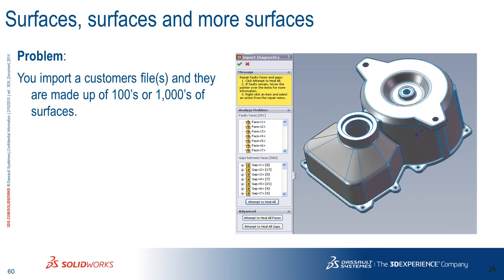Services, and more services. How many people have imported a file and all you see is all of these blue lines inside of here? Yeah, almost everybody. So what's the problem with this? We got this file here. You look at it, you go import diagnostic. It tells us there's 251 faulty faces and 586 gaps between faces. Pretty much if you say attempt to heal all, just walk away at that point in time. Just walk away, because that's all that you're going to be able to do.